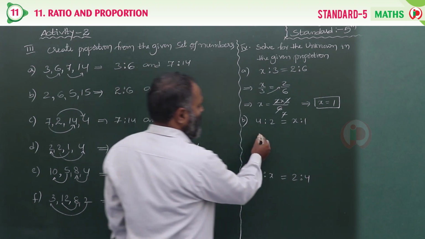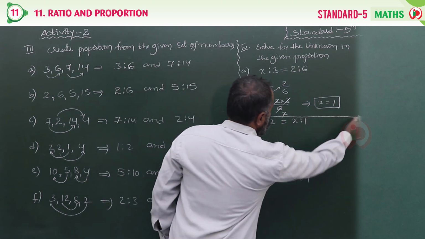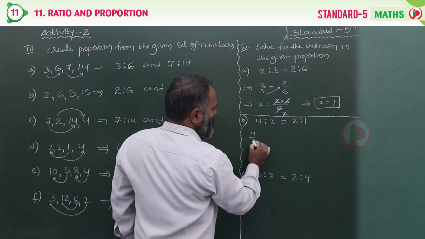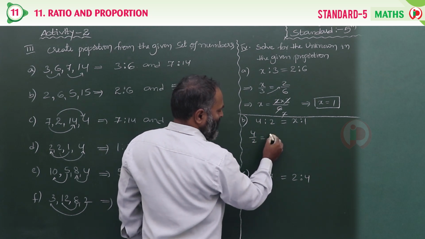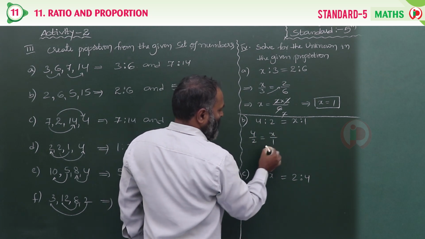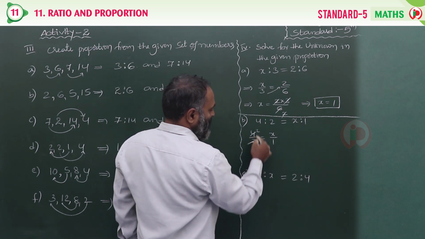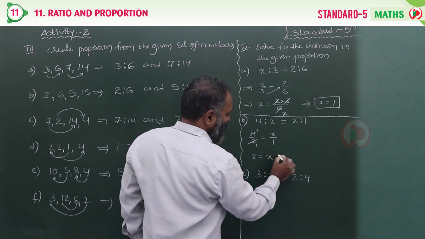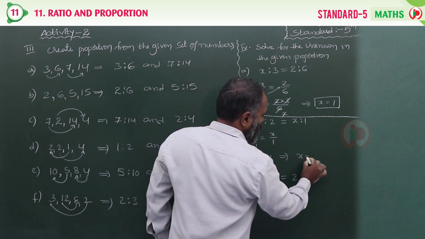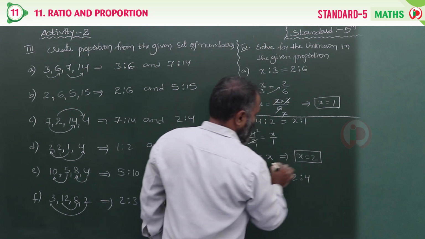Okay. Now in the next one, 4 by 2 is equal to x by 1. x by 1 means x only. 2 1s are 2, 2 2s are 4. 2 by 1 means 2. So 2 is equal to x, which means the x value is 2. No need to take by 1.